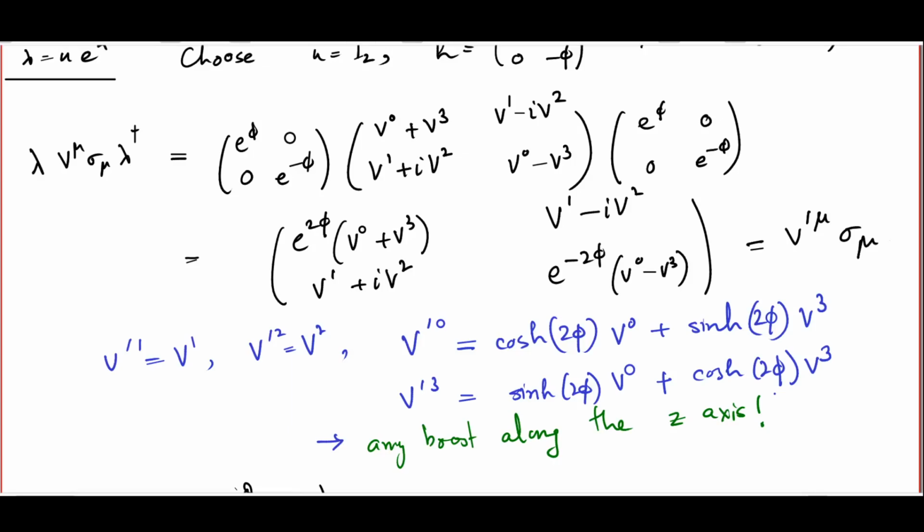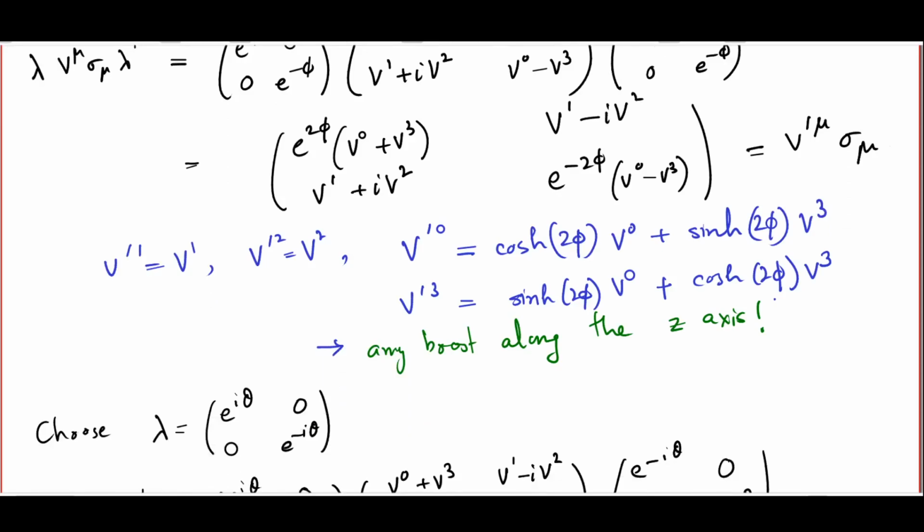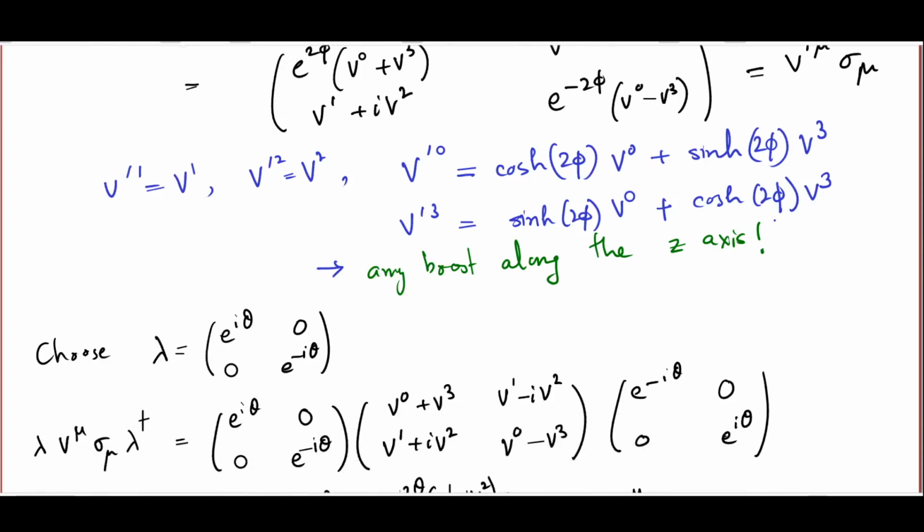What about rotations? For rotations, the story is very similar. If you choose lambda to be e to the i theta, 0, 0, e to the minus i theta, so basically here you are choosing H to be the null matrix, e to the H to be just the identity, and you are choosing the unitary matrix to be diagonal. You end up with this calculation, and again it's very easy to see that the first row, first column gets e to the i theta and e to the minus i theta from both the multiplications, so it does not change. Second row, second column, this diagonal element also doesn't change.